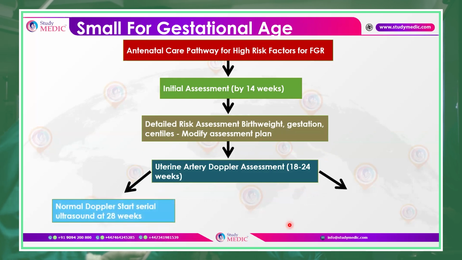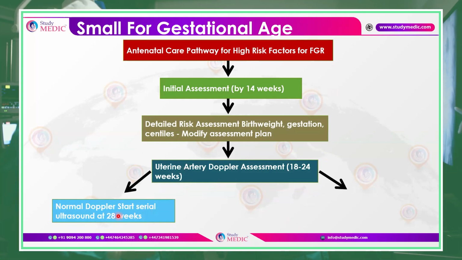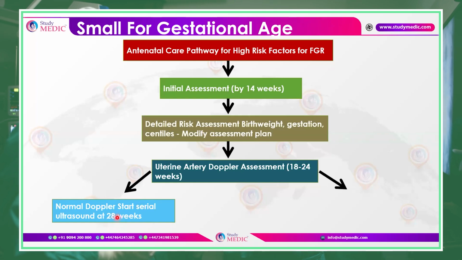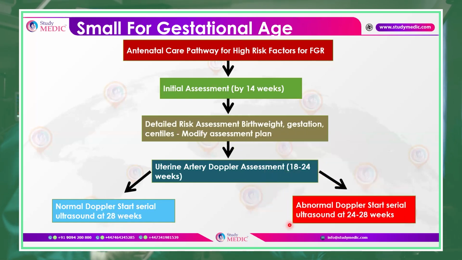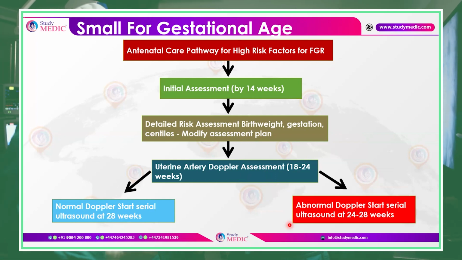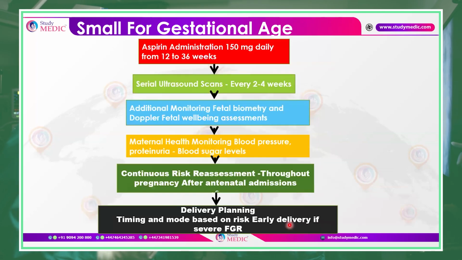So if it is normal, as this is a high risk patient, in the moderate risk you were doing the normal Doppler serial scans at 32 weeks. Here you are starting at 28 weeks, as this is a high risk patient for the monitoring. And if the Doppler is abnormal, then you will do the serial scans from 24 weeks. So here there is a difference which you should keep in mind, and this is a potential exam tested area.